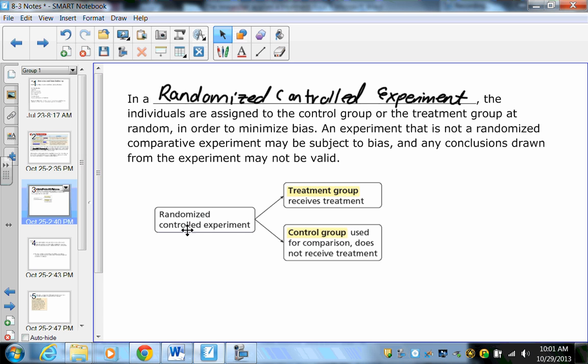So if you look at the little diagram here, you have the randomized controlled experiment, where whatever amount of subjects you have here, they are randomly placed either in the treatment group, which means they receive the treatment, or they're placed into the control group, which is used for the comparison, and they do not receive the treatment.